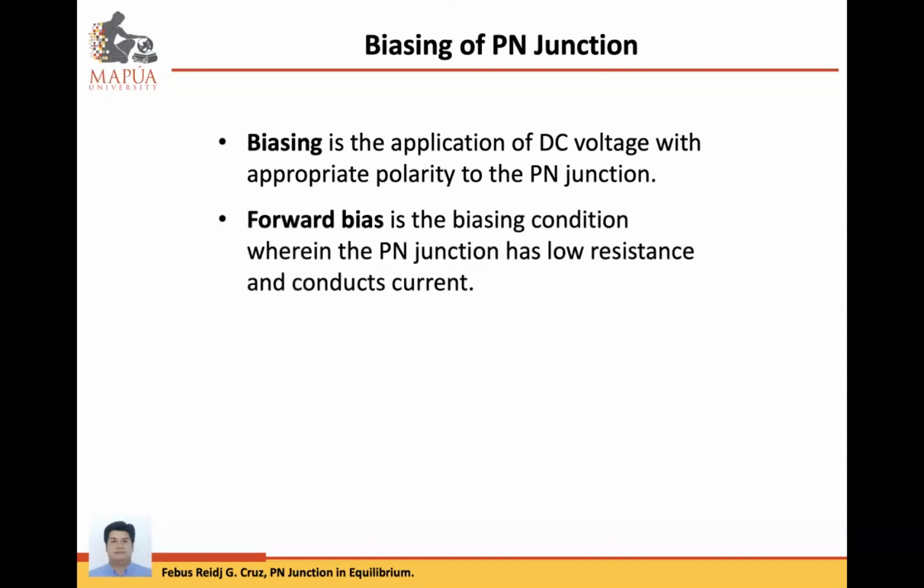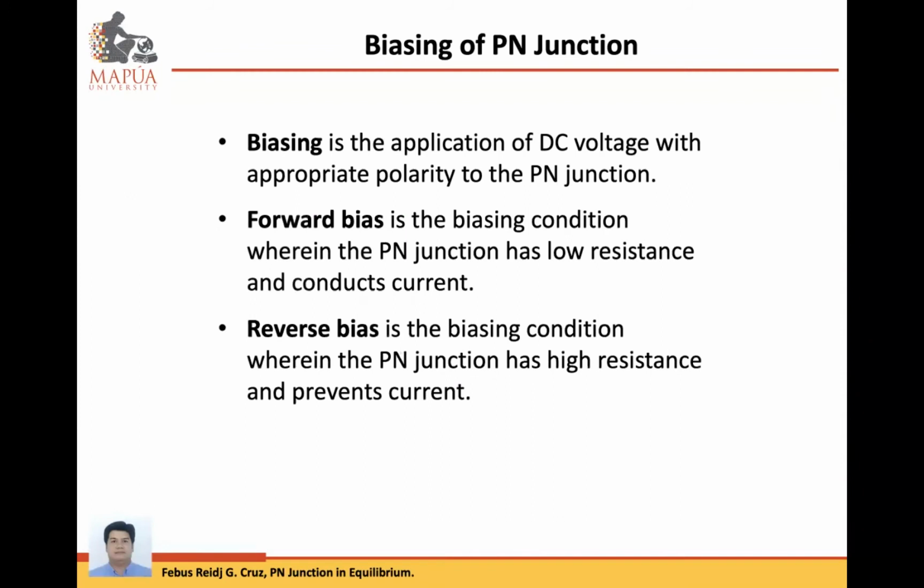So the first type of biasing is what we call forward bias. This is the biasing condition wherein the PN junction has low resistance and conducts current. The other type of biasing is the reverse bias. This is the biasing condition wherein the PN junction has high resistance and prevents current. Or sometimes we say, when it is forward bias, the device is turned on. When it is applied with reverse bias, the device is turned off. Sometimes that is our description.